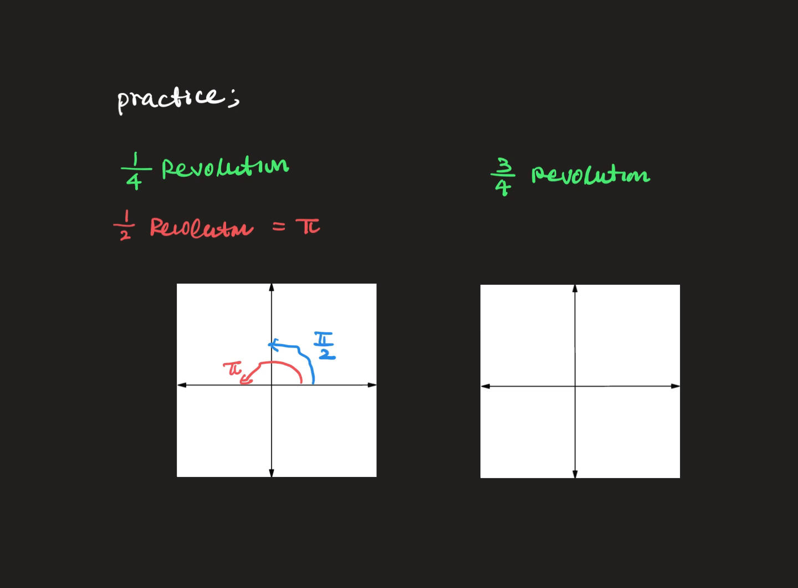So how about this one? 3/4 revolution is 1/4 times 3. 1/4 is pi over 2. We're going to do 3 times. So 1, 2, 3, which means pi over 2 times 3. That's 3 pi over 2. That's going to be the 3 pi over 2 radians. So how are we going to find any angle in degrees into radians? We're going to discuss that next.